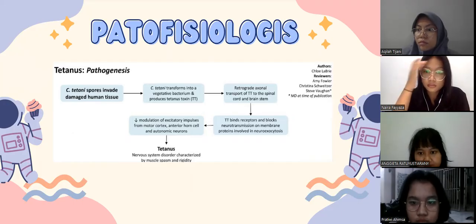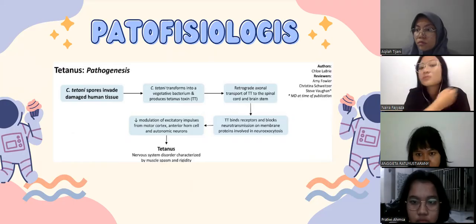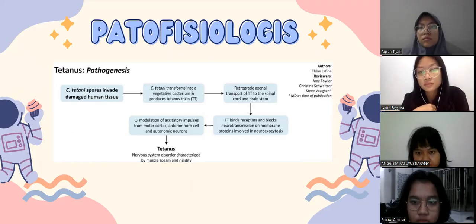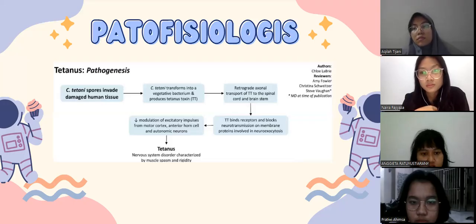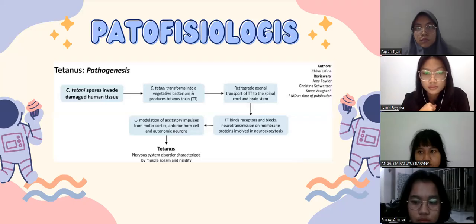And then the TT binds receptors and blocks neurotransmission on membrane proteins involved in neuroexocytosis. Next, modulation of excitatory impulses from the motor cortex, anterior horn cells, and autonomic neurons is damaged, resulting in tetanus.